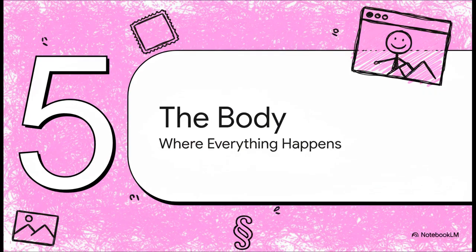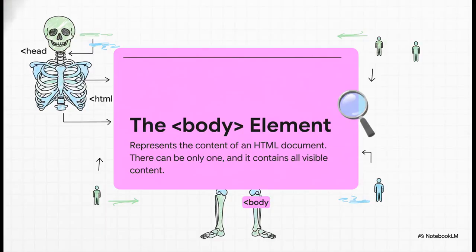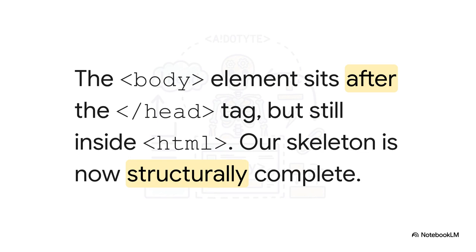Okay, now for the exciting part. We've built the brain, now it's time for the rest of the body, the part that everyone will actually see and interact with. And this is the body element. It's actually really simple. Anything and everything you want a user to see on the page. Text, images, videos, links, headings, the whole shebang. It all goes inside the body tags. You only get one, and it contains all the visible content. And here's the final piece of our core structure. The body element sits right after the head closes, like a sibling, but still nested inside that main HTML container. With this, our skeleton is now structurally complete.